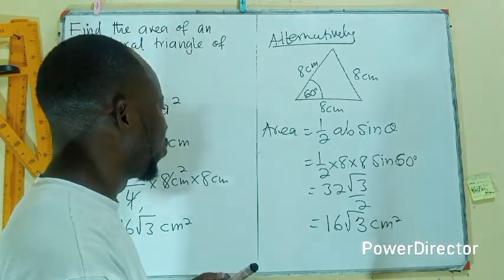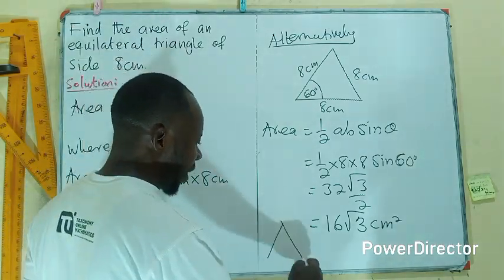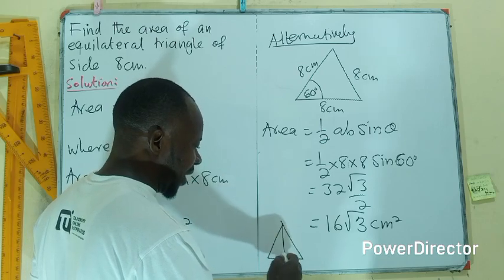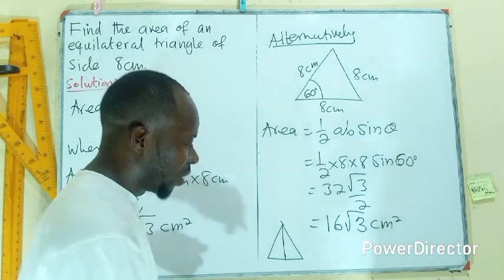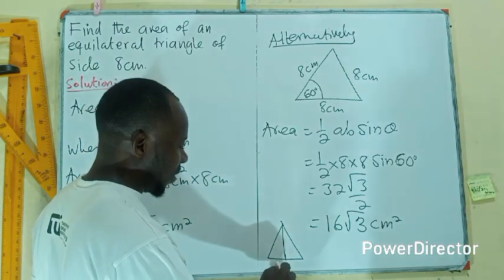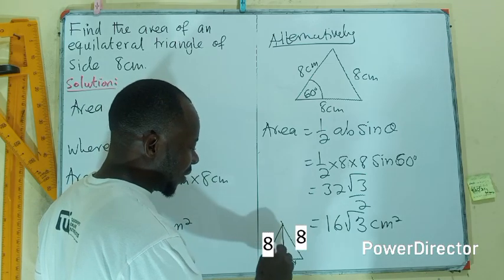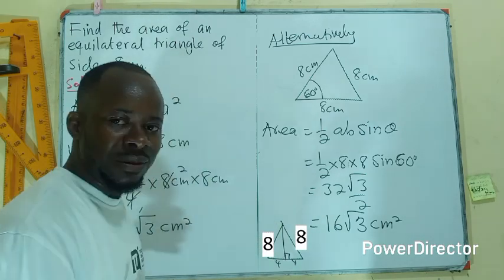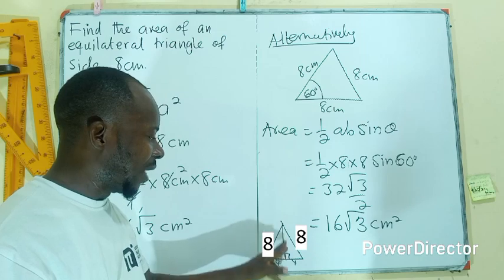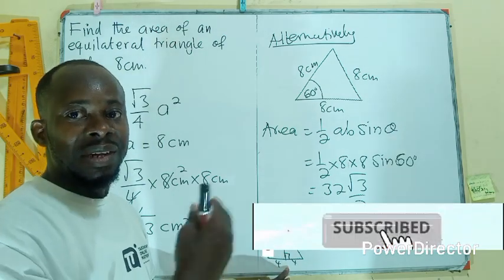We can also decide to draw the triangle and divide it into 2, since all the sides are equal. If you divide here, you'll be having 4 centimeters, 6, 6. This becomes the height. Then you find the height, then use half base times height.